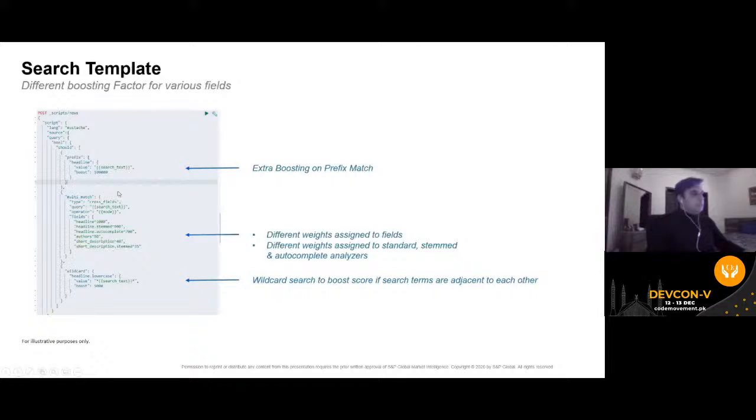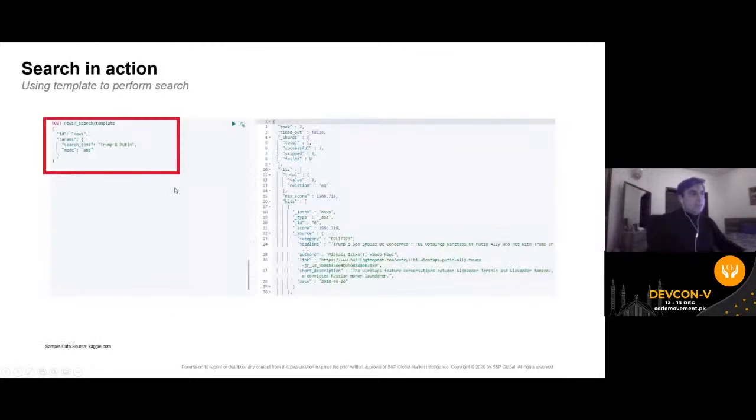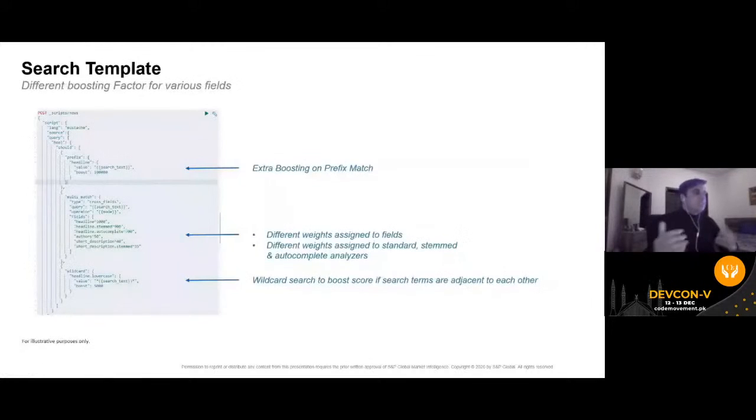In addition to this, it's okay if you're not able to grasp 100% of the thing, but you can always go back to the Elastic documentation and you'll find a lot of detail on this, but just try to get a flavor of what is possible over here. So we have defined different weights to different fields, and the order of preference is also different.